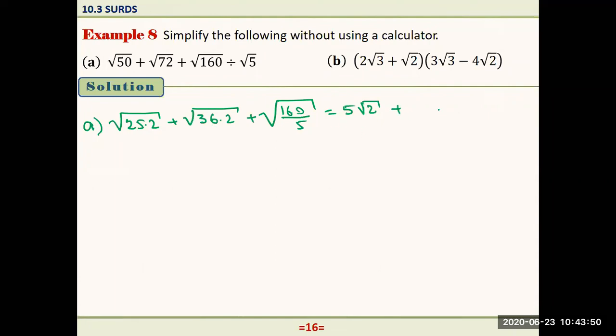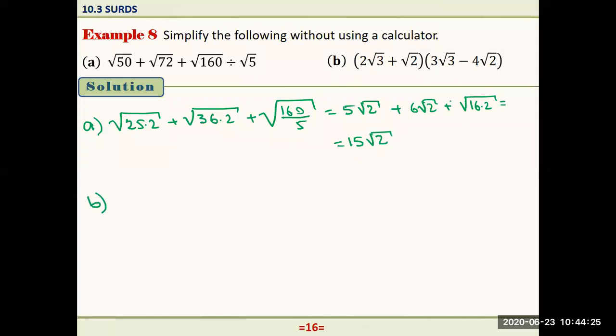Plus, how about here? Square root of 36, that is 6 square root of 2. Plus, 160 divided by 5 is equal to 32. 32 is 16 times 2, so here we have 5, here we have 6. If you take this out, square root of 16 is equal to 4, right? 5 plus 6 is 11, 11 plus 4 is 15. And here we have square root of 2. So we have simplified the given surds.